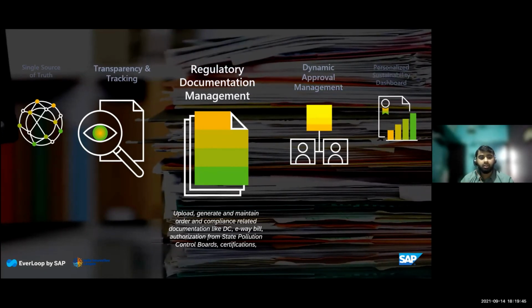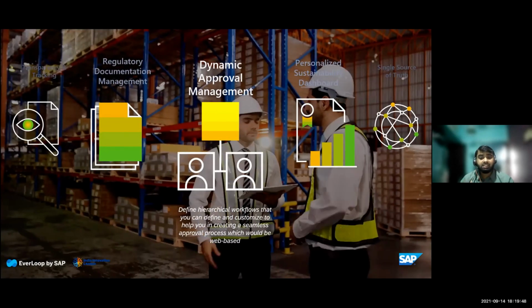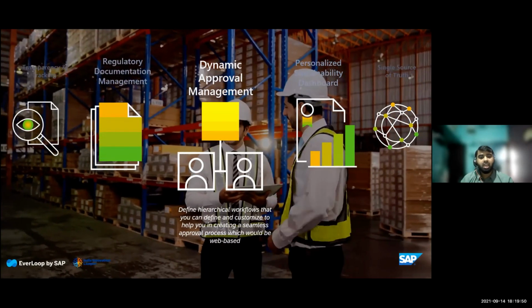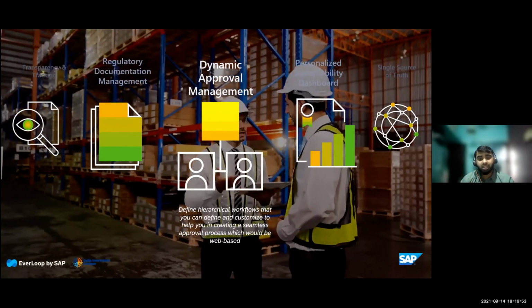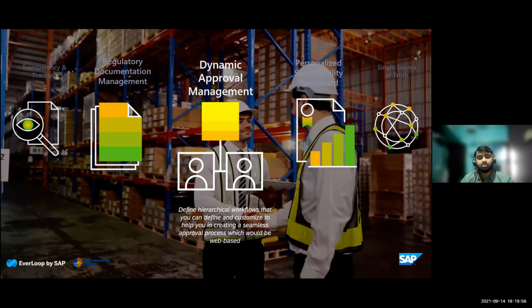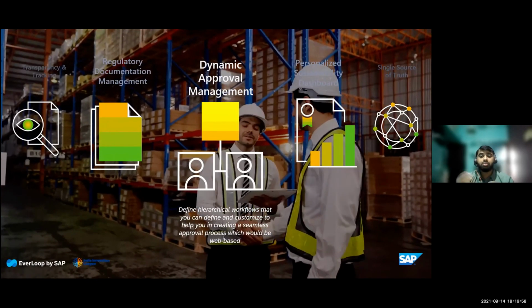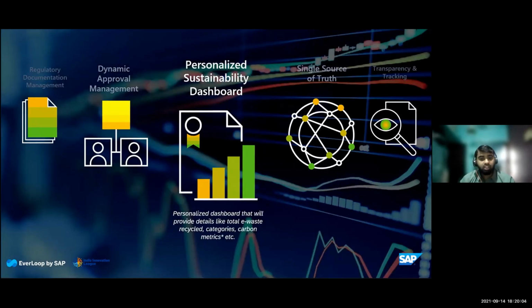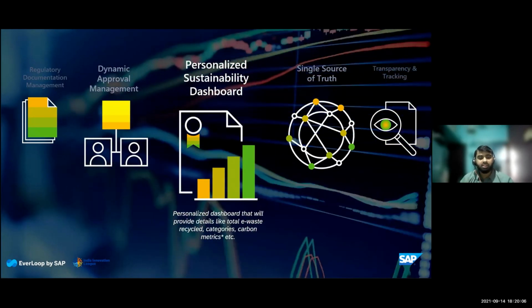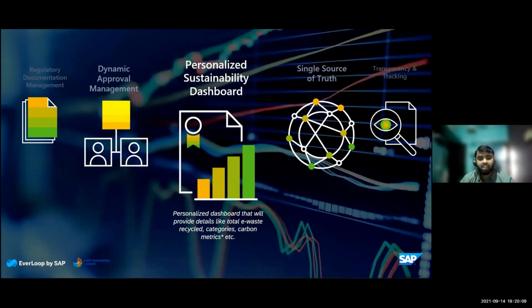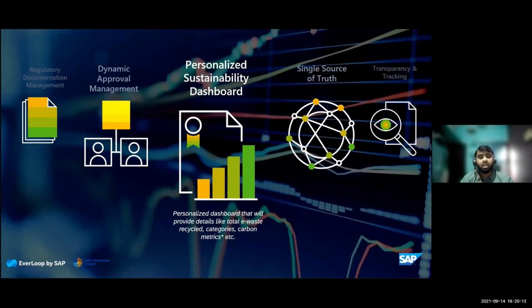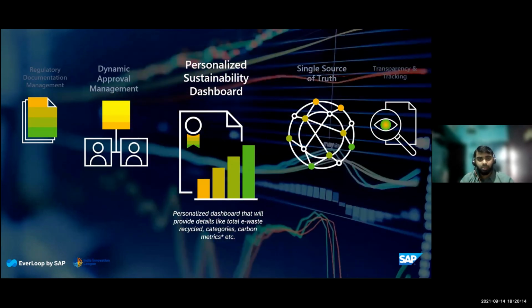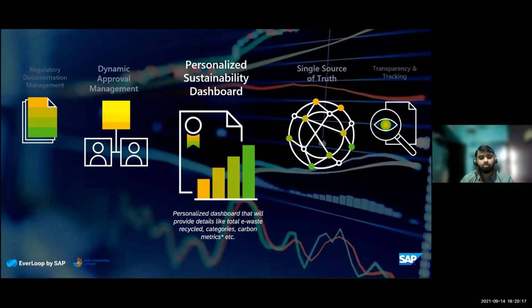button. Most of the organizations also have an internal approval process across various departments, and we allow our customers to define and customize the hierarchical workflows to help in creating a seamless approval work process, which would then be web-based as well. And finally, a very important one is to measure the rate of recycling or the sustainability metrics, which is then provided in a personalized dashboard for every organization that's on the platform. It will provide details like what is the amount of e-waste that was recycled, what categories they belong to, the carbon metrics, etc. So these are a few value props that we give as part of our platform.